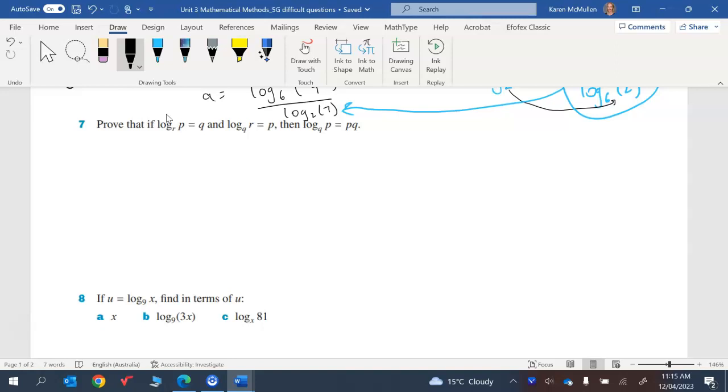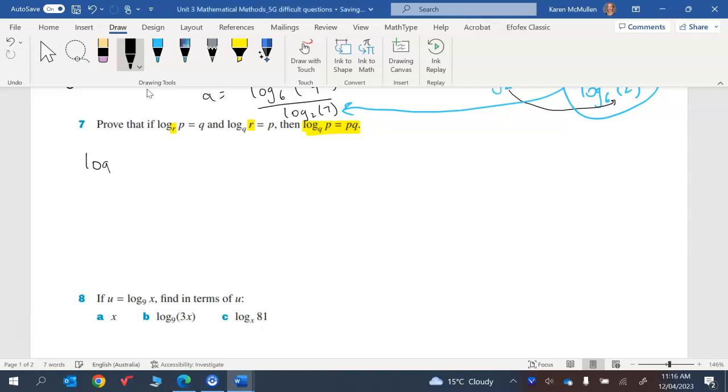All right, so prove that if log base r of p equals q and log base q of r equals p, then log base q of p equals p times q. All right, so just having a look at this, you can see there's no r's in that equation, and there is in the other two. So I'm going to manipulate them to get rid of the r's basically.